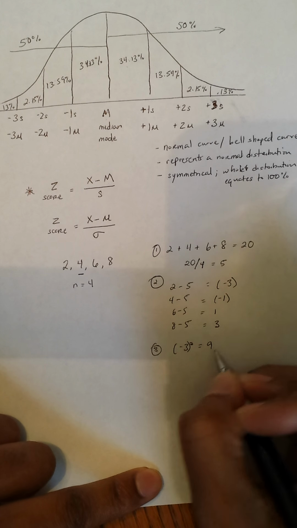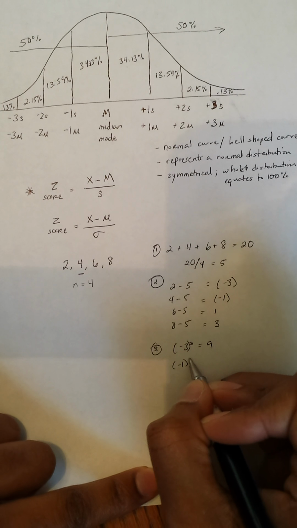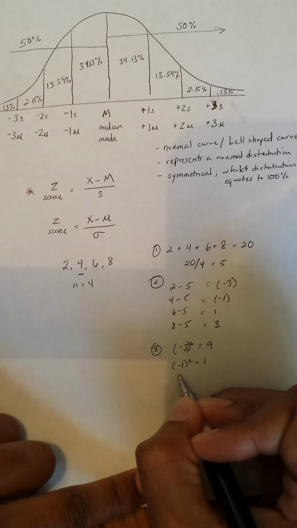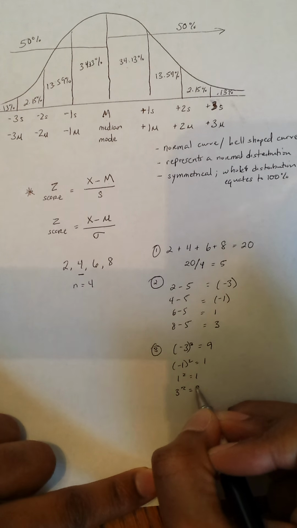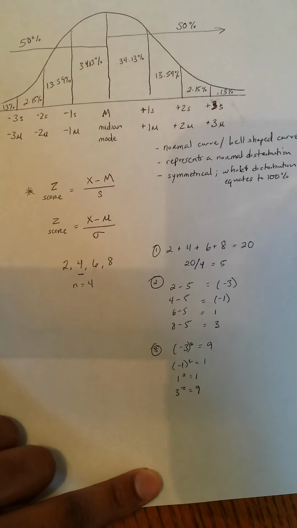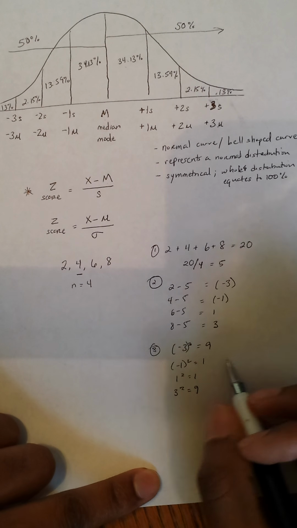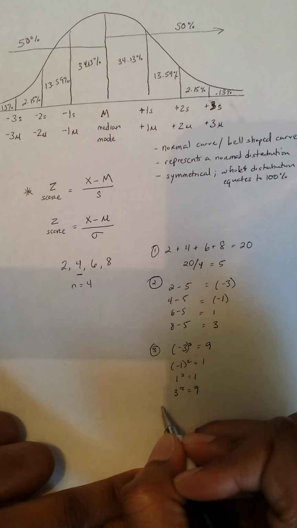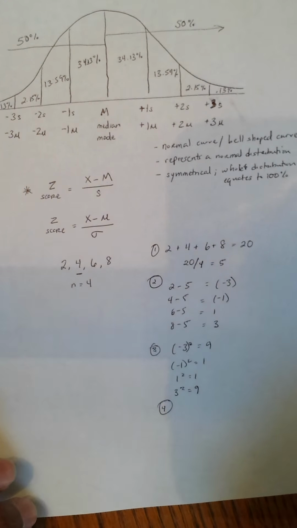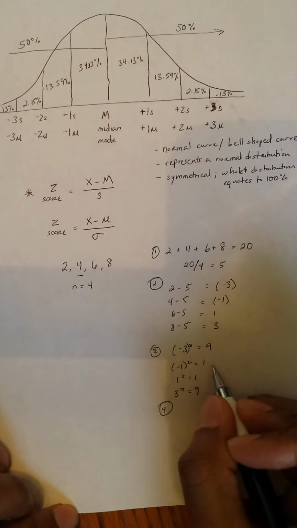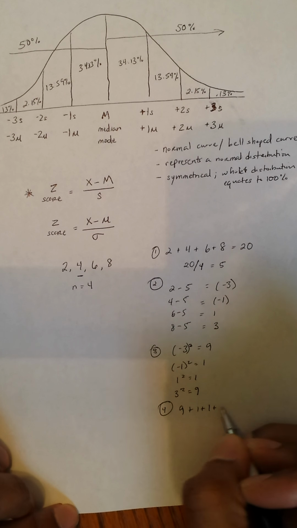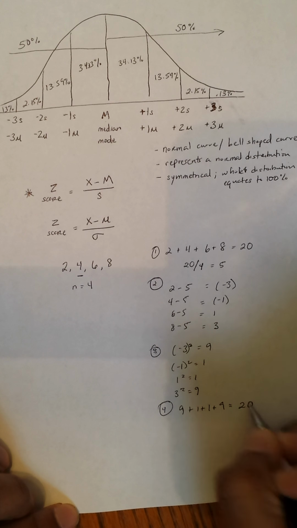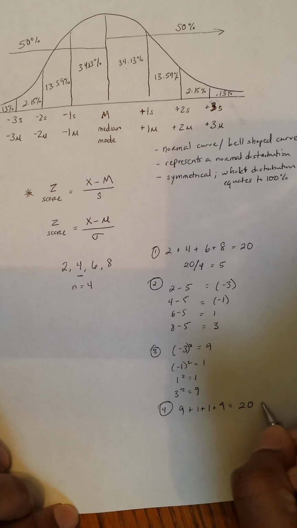Negative 3 squared is 9. Negative 1 squared is 1. 1 squared is 1. And then 3 squared is 9. Okay. Then from there we add all of these up. So 9 plus 1 plus 1 plus 9 will give us 20. And that's our sum of squares.